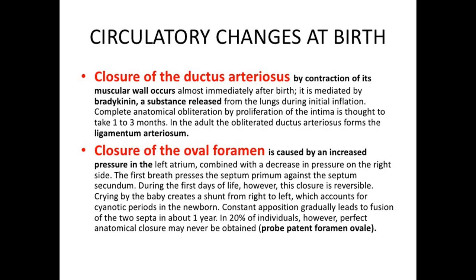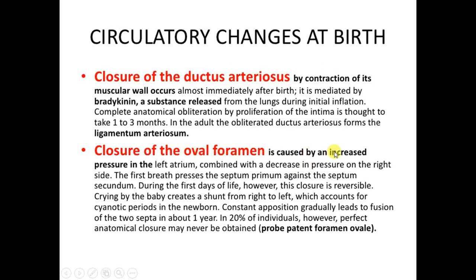Closure of the ductus arteriosus, closure of the foramen ovale. For the ductus arteriosus, contraction of the muscular wall occurs, with bradykinin, a substance released from the lungs, and initial inflammation. Complete anatomical obliteration of the intima is thought to take 1 to 3 months, and this obliterated ductus arteriosus forms the ligamentum arteriosum.